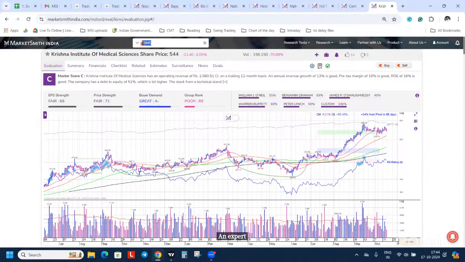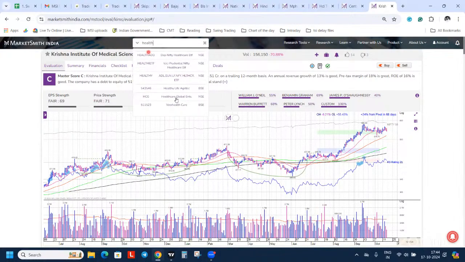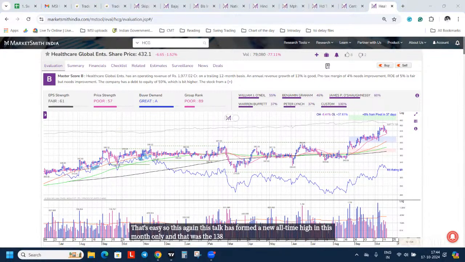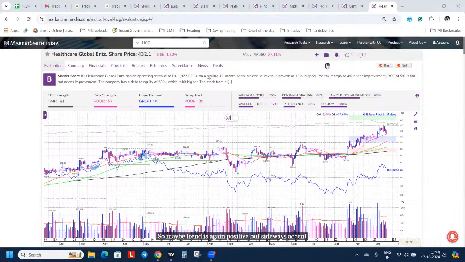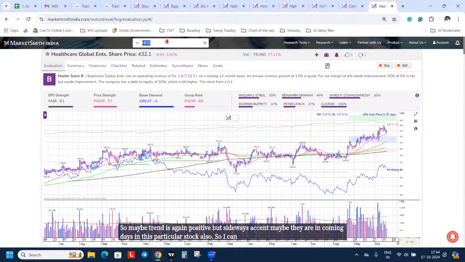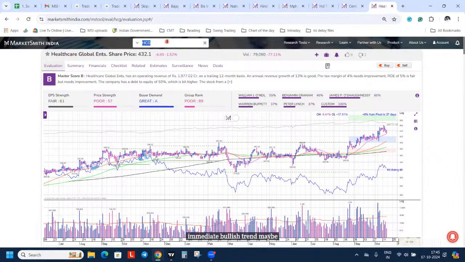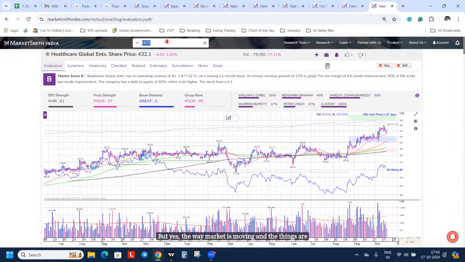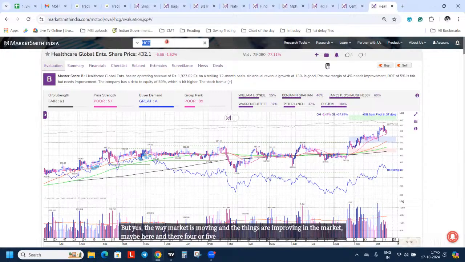Next one is Healthcare Global, HCG. This stock has formed a new all-time high this month, which was the 138% retracement level of this long-term price chart. The trend is again positive, but sideways action may be there in coming days in this stock also. So I can say healthcare charts are looking attractive at the current juncture, but at the same time it is not showing an immediate bullish trend. Sideways movement may be there, and after consolidation it will resume. But from the way the market is moving and things are improving, maybe 4 to 5% here and there in all these healthcare stocks, especially hospital stocks.